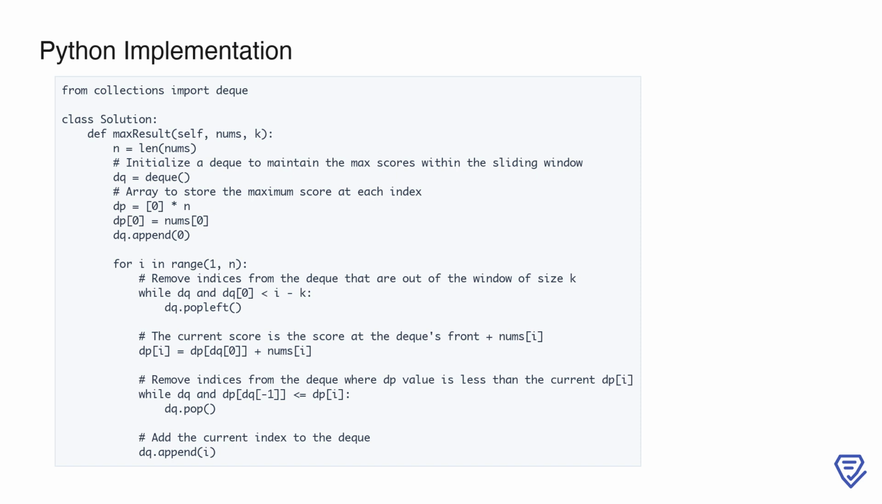Now, we iterate over the rest of the indices in the array, starting from 1. For each index i, the first step is to ensure the deque only contains indices within the current sliding window of size k. This is done by removing indices from the front of the deque if they fall out of range, specifically if dq[0] < i - k. Next, we calculate the maximum score at the current index i. This is done by adding the value at nums[i] to the score stored at the front of the deque, which represents the best score achievable within the current window.